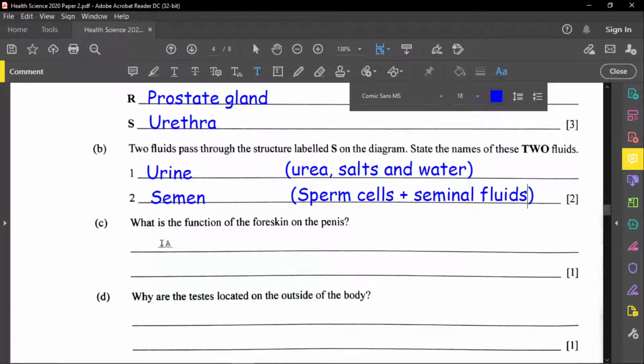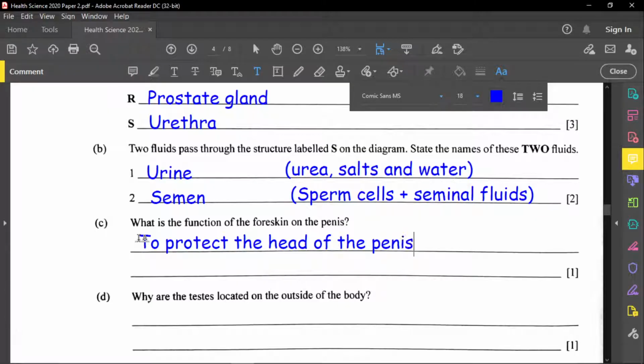For part C, it said, what is the function of the foreskin on the penis? The function of the foreskin is really for a protective purpose. Again, most people may argue that it does not have much function, and that is why in some cultures they circumcise. But the general purpose for it is to protect the head of the penis.